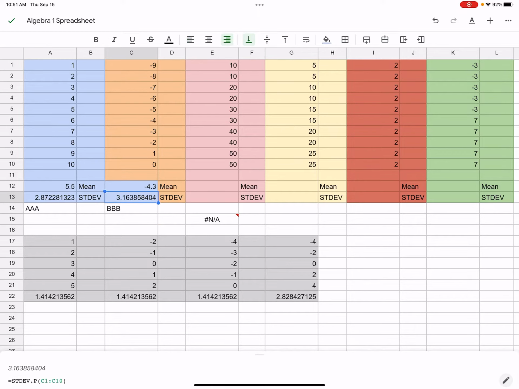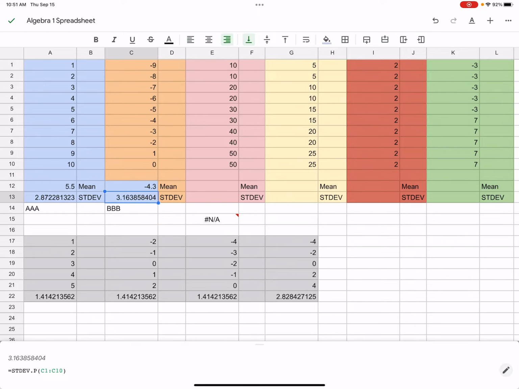So let's take a look at this one. Did I do STDEV.P? Yep. So that's what we have there. Those are similar. Again, the mean is 5.5. It says most values here are about 3 away, 2.87, about 3 away.